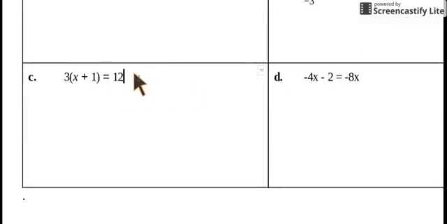If we drop down here, we see that we're going to be using the distributive property. So distributive property, we multiply our number on the outside to our values on the inside. So 3 times x just gives us 3x. We're going to drop down that operation. 3 times 1 gives us 3. That's going to be equal to 12.